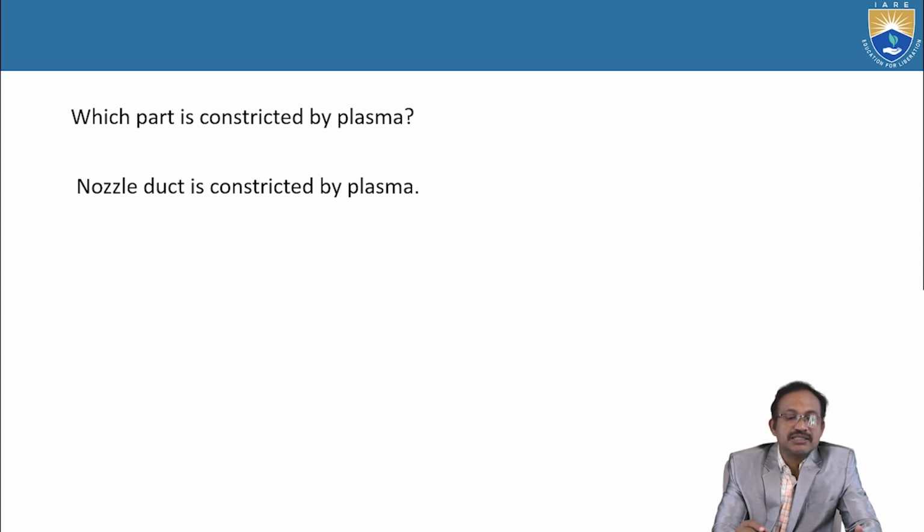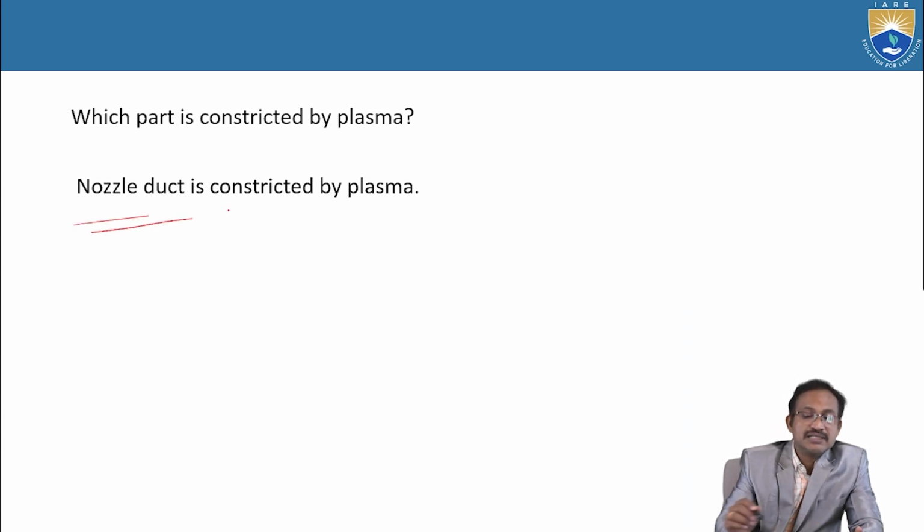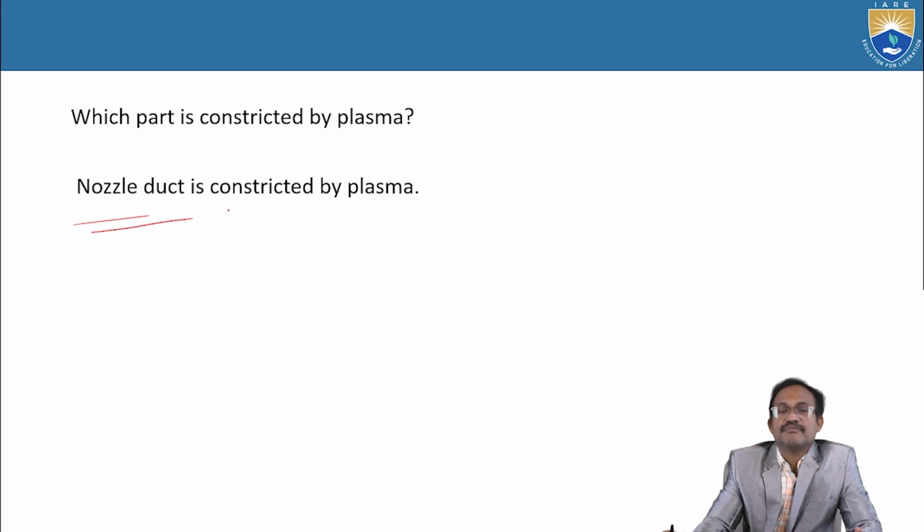Which part is constricted by plasma? Nozzle duct is constricted by plasma. Here the nozzle setup is the important parameter, which is constricted by the plasma.